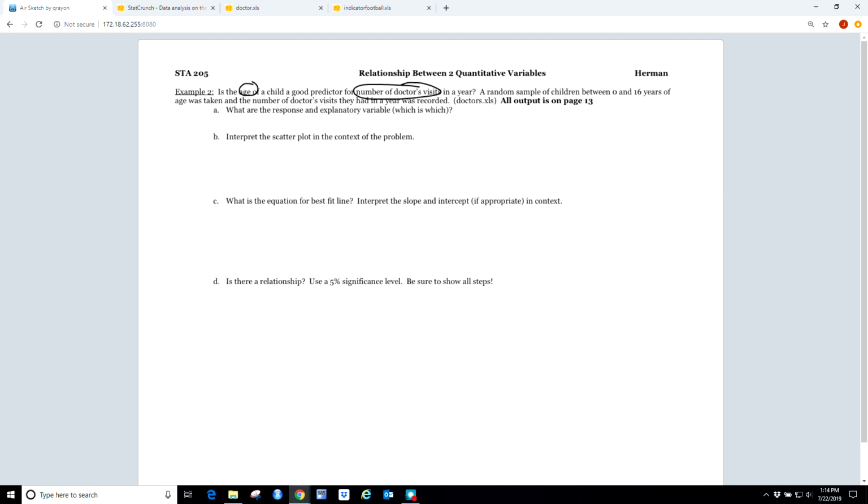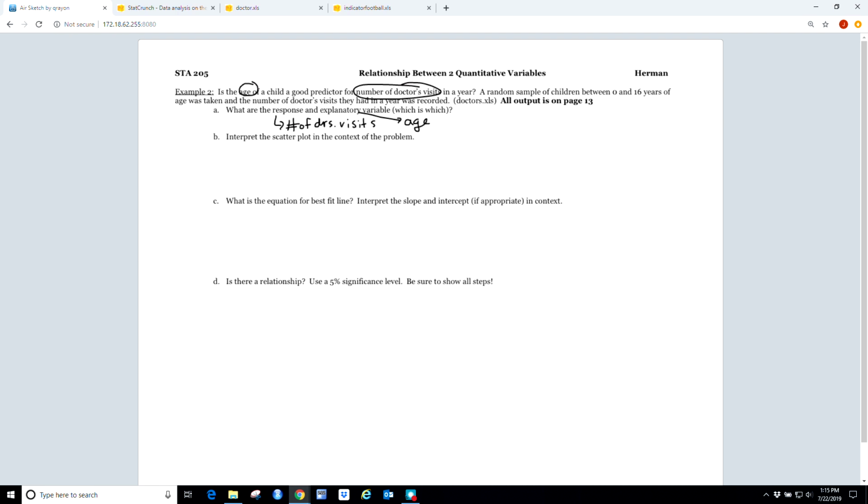So first, which one is the response variable and which one is the explanatory variable? Well, the response variable here is going to be our number of doctor's visits, because that's what I really want to know. And then the explanatory variable will be age, because we think that can predict the number of doctor's visits.